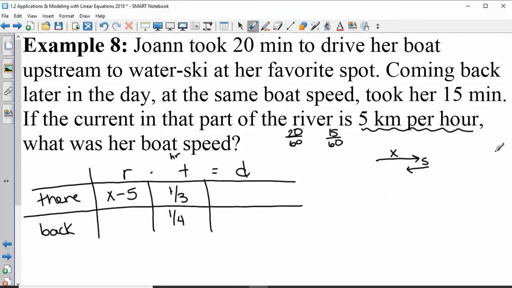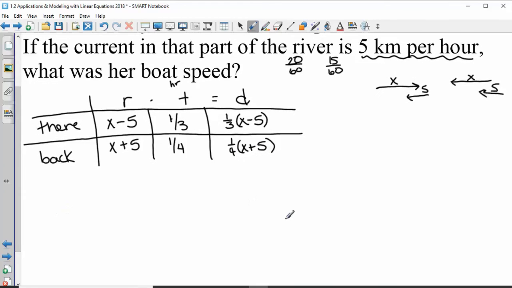Coming back, now she's coming back at a speed of X, and the river is still there at a speed of 5, but it's pushing her along, so it actually speeds her up. So coming back, her speed is X plus 5. So distance, we multiply. If you go somewhere and come back, it was the same distance both ways, so this time we are again going to set those equal.